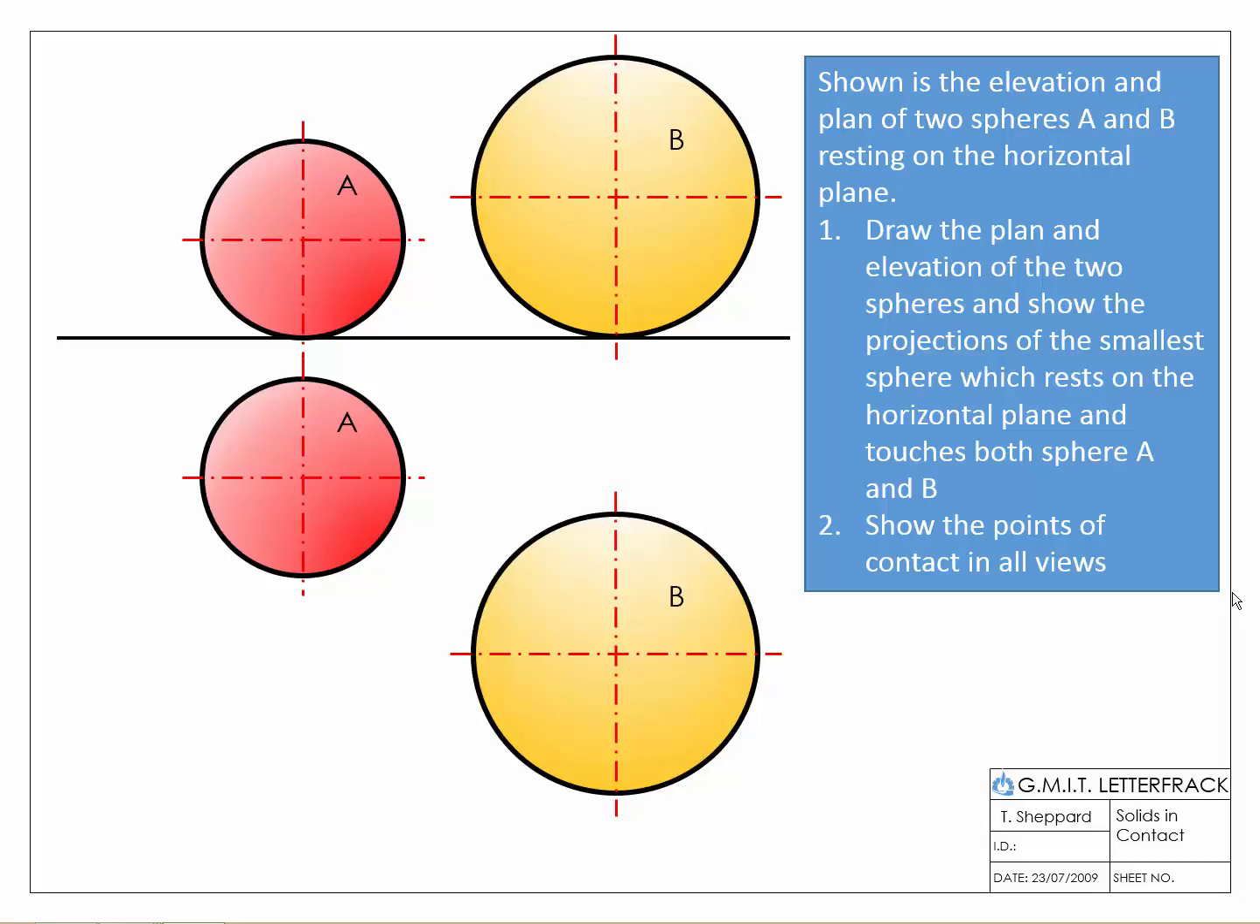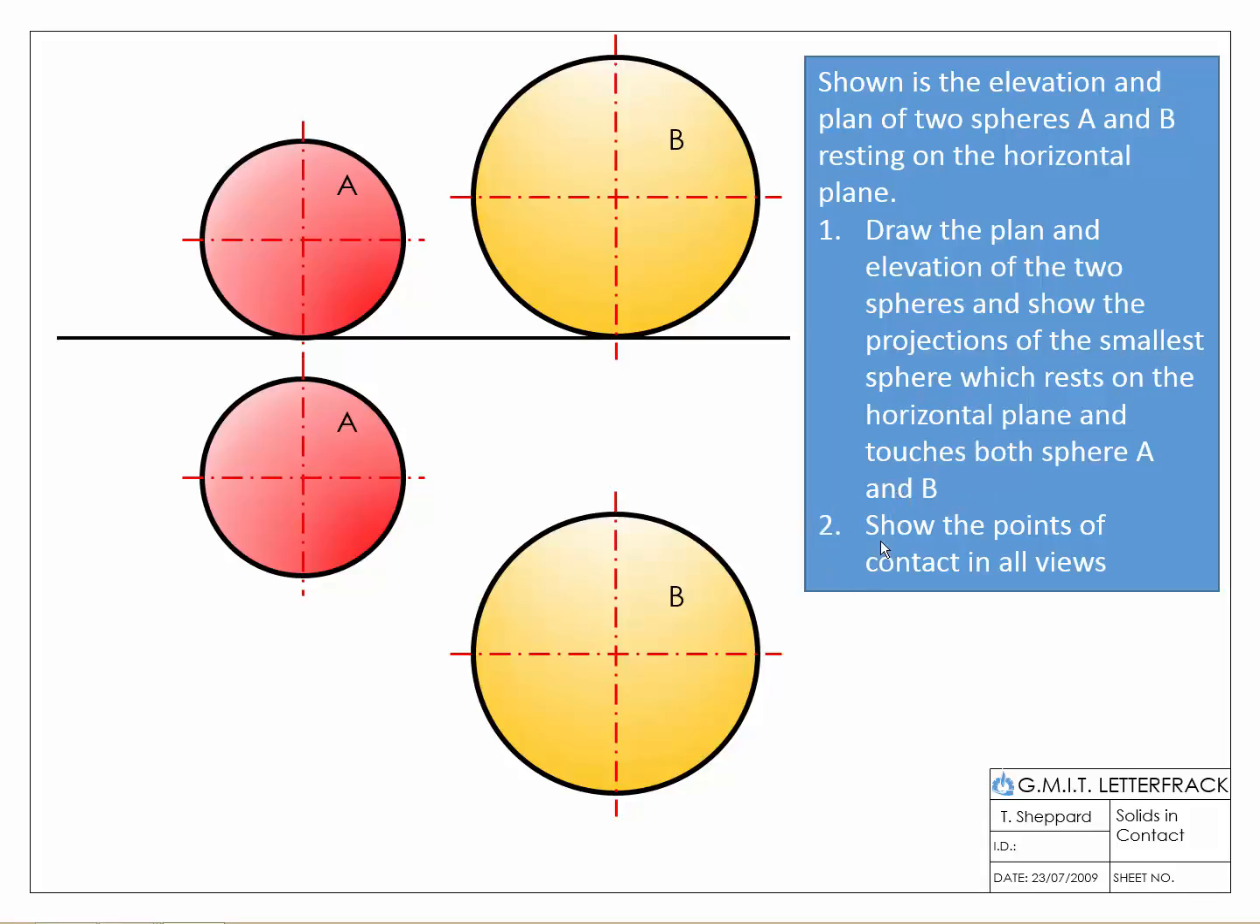So we're going to begin by just looking at the question in hand, and we're going to go through the question and just highlight the conditions that we need to meet. It's always a good idea to read the question clearly first of all and underline what the actual conditions are. So shown is the elevation and plan of two spheres A and B resting on the horizontal plane. And the question is to draw the plan and elevation of the two spheres and show the projections of the smallest sphere which rests on the horizontal plane and touches both sphere A and sphere B.